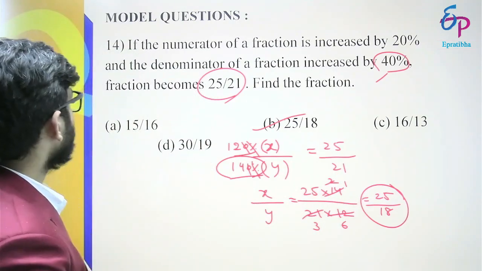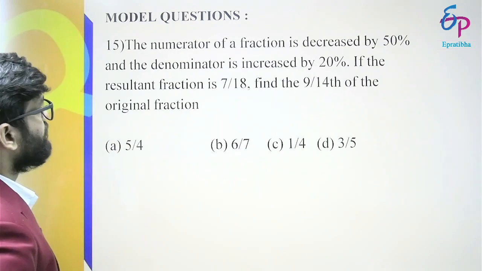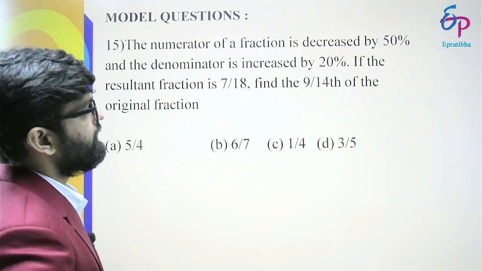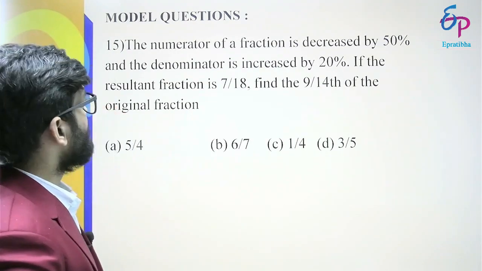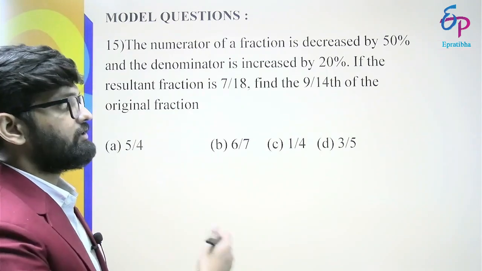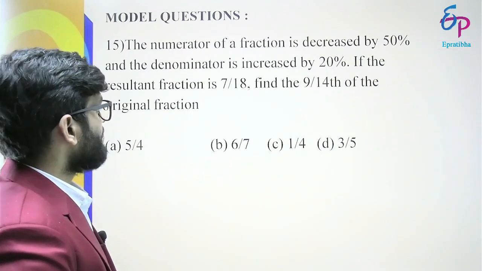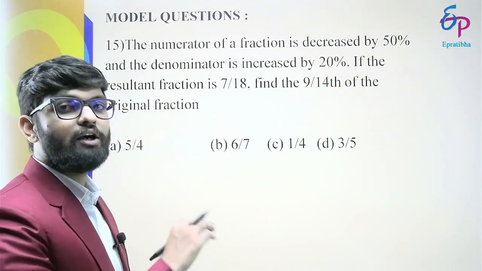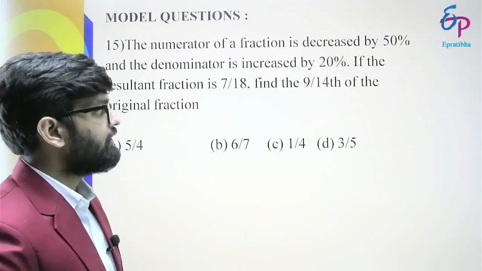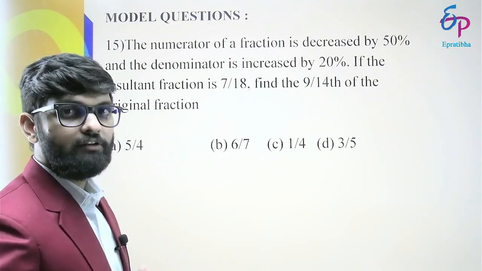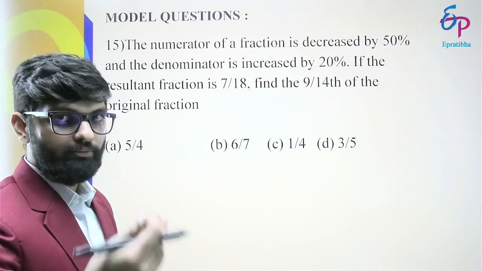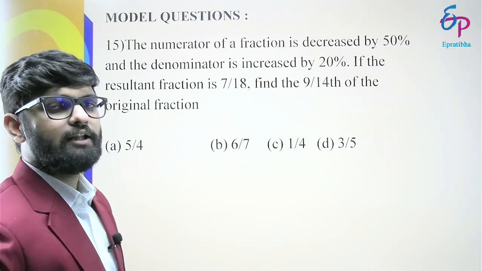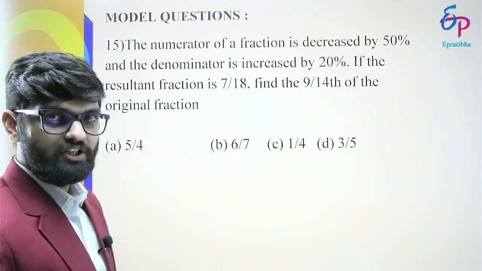Now moving on, question number 15. The numerator is decreased by 50% and the denominator is increased by 20%. If the resultant fraction is 7 by 18, what is 9/14 of that fraction? You can't go by option verification with this one, because you have to multiply again with the reverse of 9 by 14, 14 by 9, but that will be a bit lengthy process. So let me do it in the traditional approach itself.